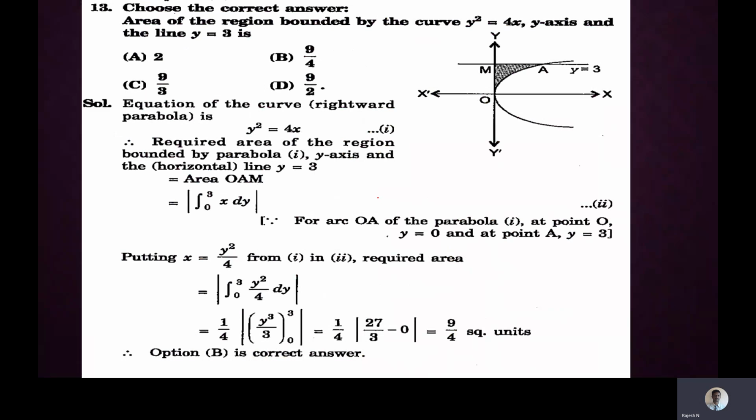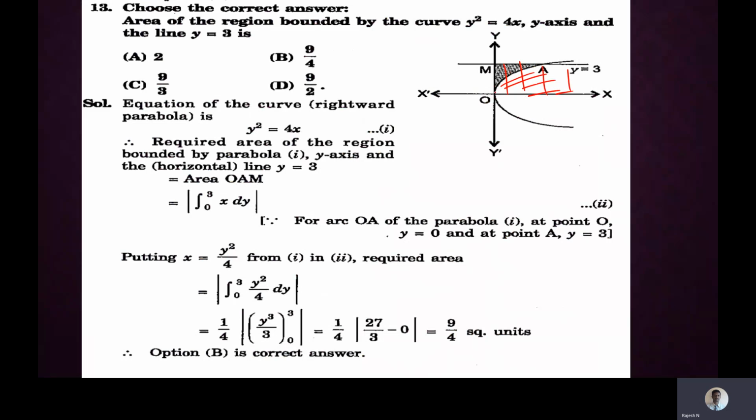Find the area of the region bounded by the curve y squared is equal to 4x, the y-axis and y is equal to 3. So you find out the area under the line. Area under the line means this total area will come. Total area minus area under the parabola. Area under the parabola means this. This way you can find out. But the area under the parabola.